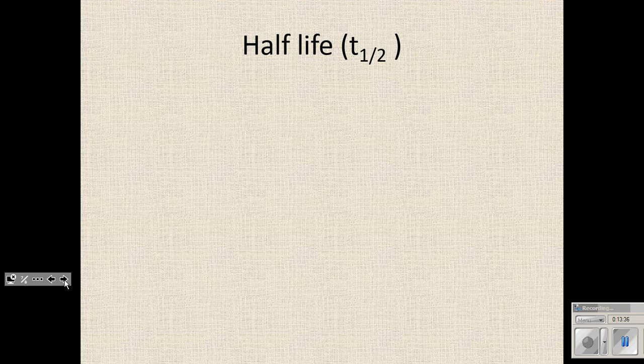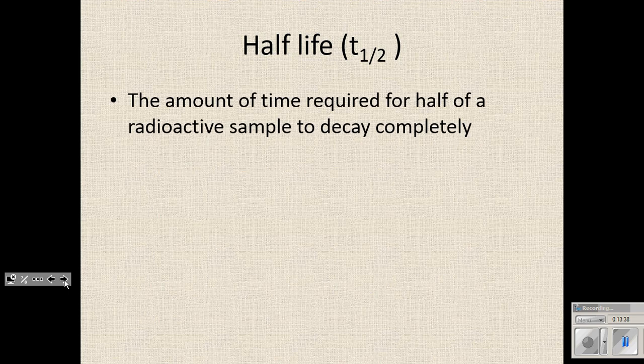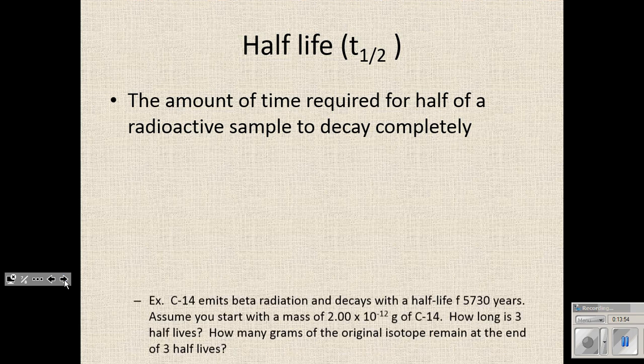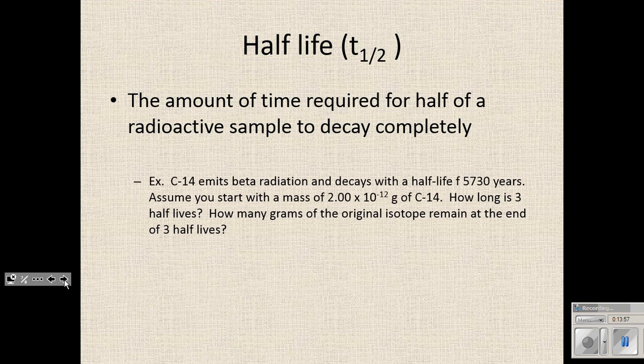Okay, the other thing you're expected to do is calculate some easy half-life problems. Half-life is the time that it takes for half of a sample to decay. So if we start with 5 grams, when there's only 2.5 grams left, that is, we have reached the half-life at that time. So here's an example. We have a carbon-14 that's a beta emitter. Its half-life is 5,730 years.